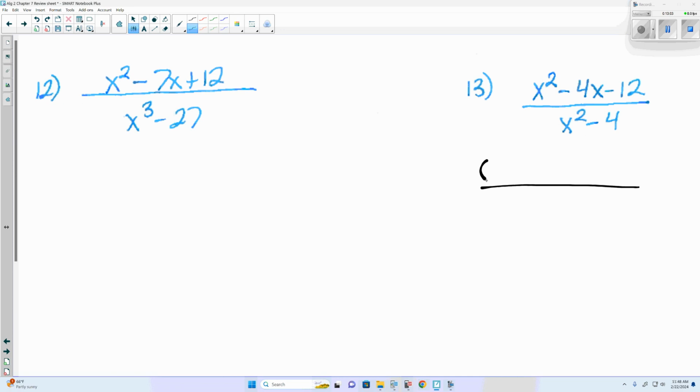X squared minus 4x minus 12. Now there is no greatest common factor. There's no number or variable that will go into all three terms. Now since we do have an x squared term and a number without a variable, we'll do our two sets of parentheses with 3 spaces. Since the third term is negative, our signs are opposite, positive and negative. Factors of x squared are x and x. Factors of 12 are 1 and 12, 2 and 6, 3 and 4. Which one do we want to try first? 3 and 4.